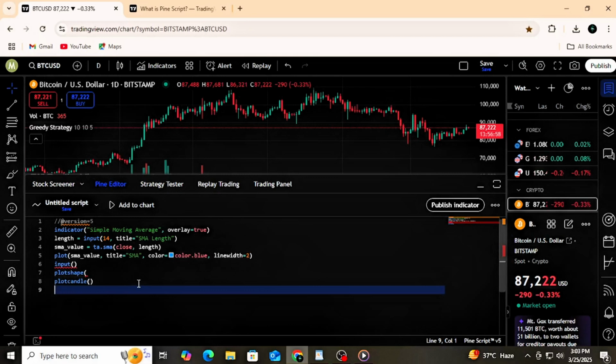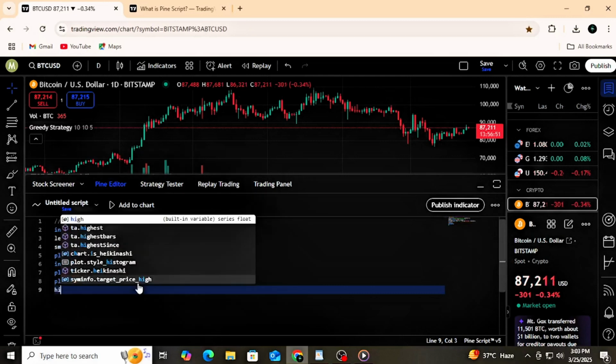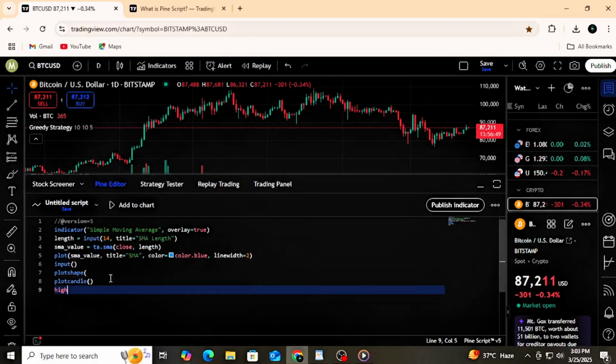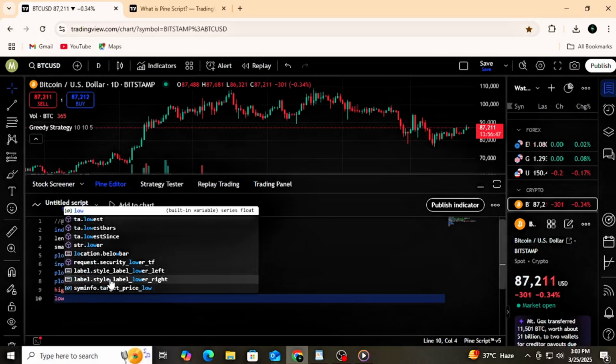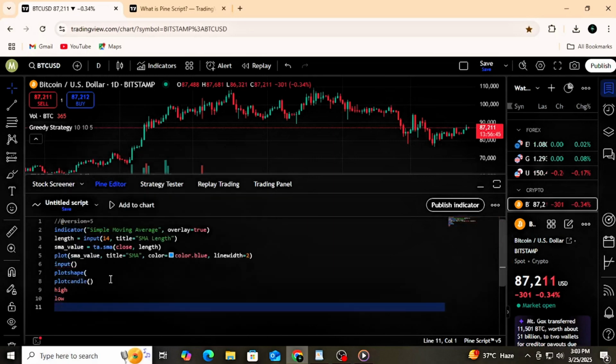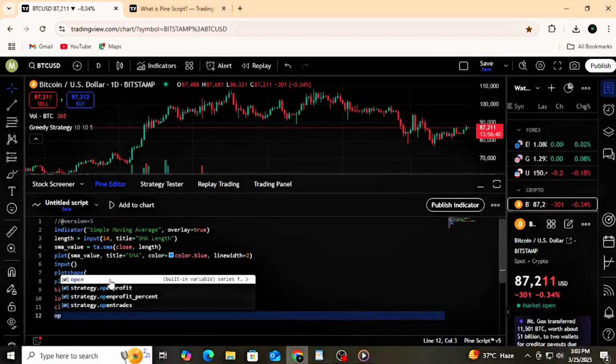One of the fundamental aspects of PineScript is working with price data. The built-in functions high, low, close, and open represent different price points within each bar on the chart. These values are essential for calculating indicators, identifying trends, and setting up trading conditions.